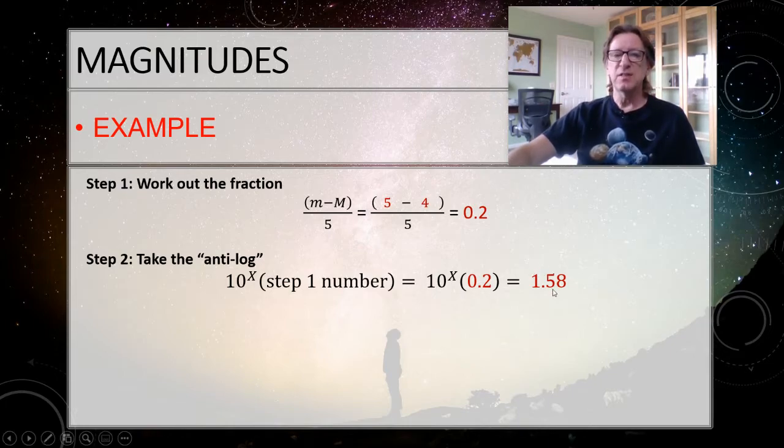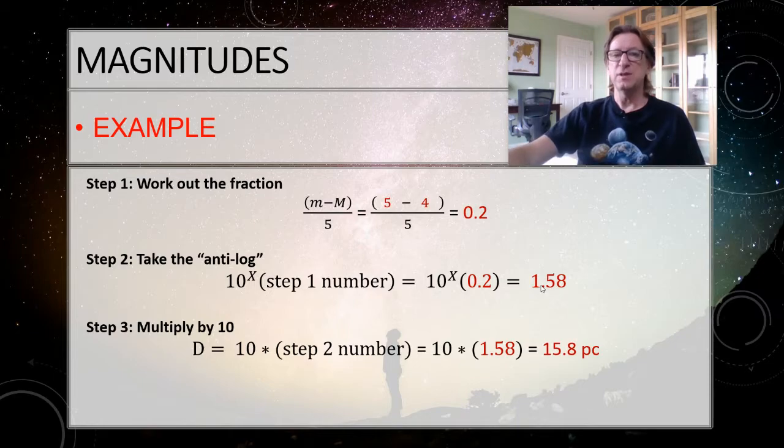All right, so then the last step, step 3, is you multiply by 10. So remember, all I have to do is move that decimal place, if you're happy with that, and it'll be 15.8. Or you can just take the 1.58 times 10 and you'll get 15.8 parsecs. So the distance to star A is 15.8 parsecs, and that's how it's done.